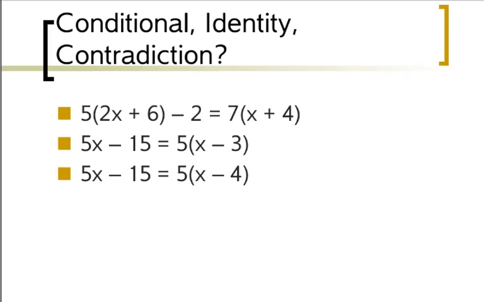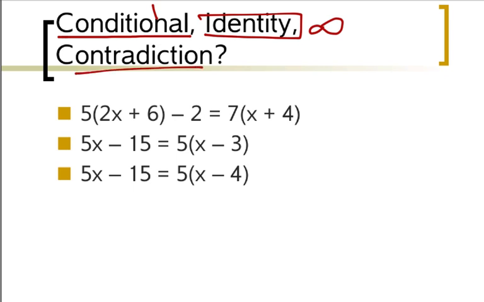Now in this lesson we're going to take a look at solving three problems, and there's three different types of outcomes. And the lab will ask you if the answer is conditional, if it's an identity, or a contradiction. Well, conditional means that there's one answer. The identity means that there's infinite solutions. And then contradiction means that there is no solution. Okay? So what we need to do is solve each one of these equations, and we'll see what happens at the end.